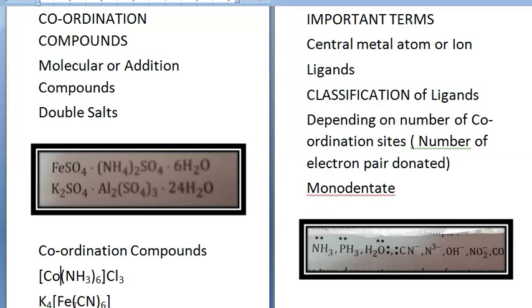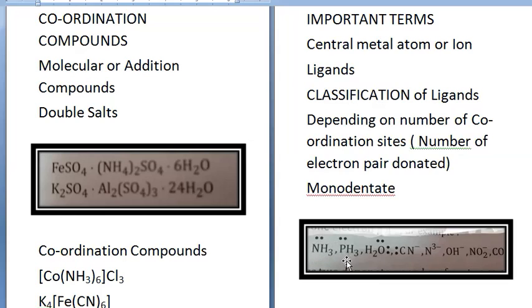Now, classification of ligands. Ligands are classified on the basis of the number of electron pairs they donate to the metal ion, as well as on the basis of the charge they have. First, let us see the classification depending on the number of coordination sites, that is, the number of electron pairs donated. First type is monodentate. Mono means one, so obviously it is donating one electron pair. Examples are NH3. Nitrogen has one lone pair of electrons.